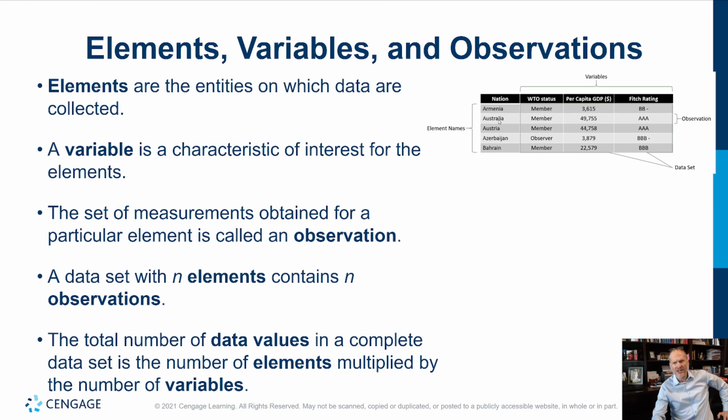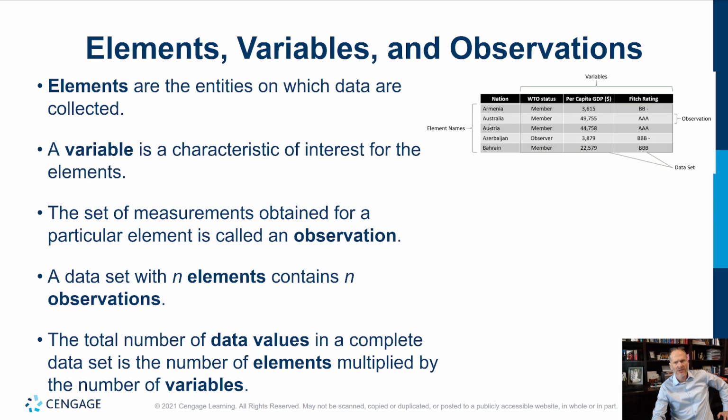So here's an observation of Australia, the element Australia. It's a member. It has this for the GDP. It has this for the Fitch rating, right? That is an observation. A data set within elements contains n observations, right?